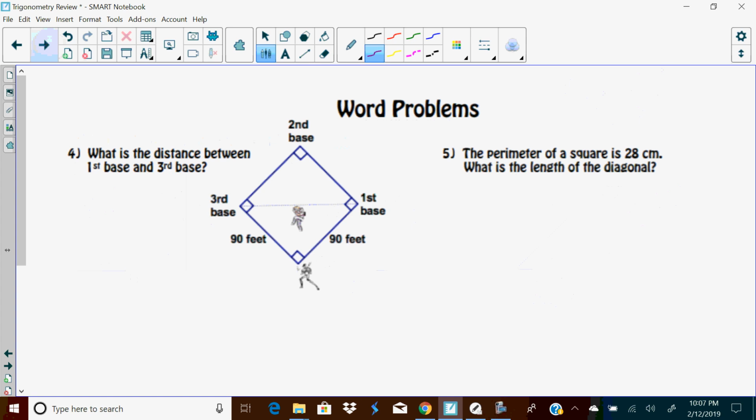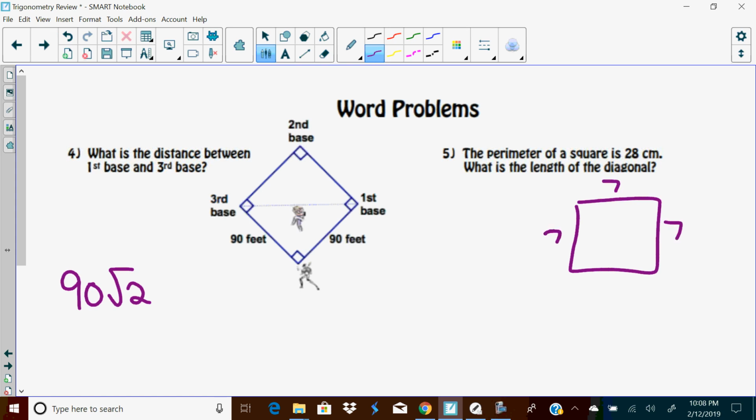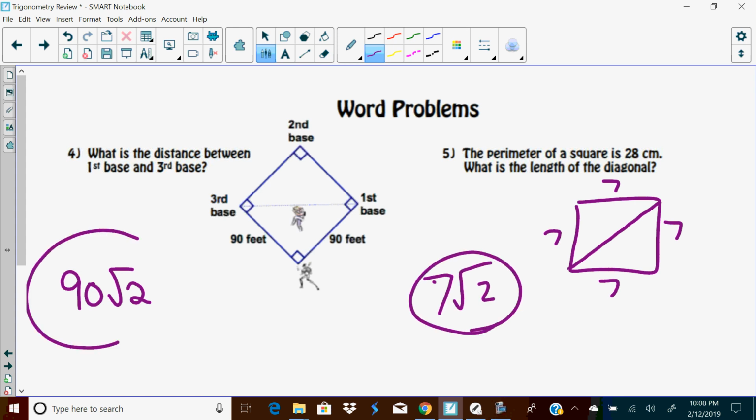Okay. Problem 4, what's the distance between first and third base? So it's a 45, 45, 90 degree triangle. I know these are both 90, so it would be 90 times the square root of 2. And then 5 says the perimeter of a square is 28, which means each side is 7. What's the length of its diagonal? It's 7 the square root of 2.